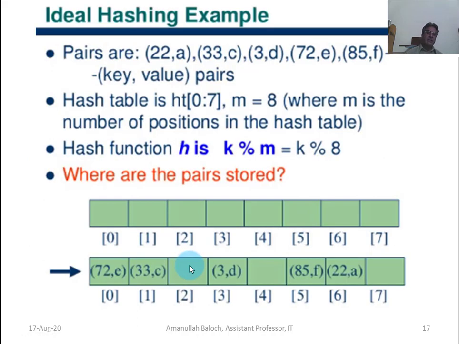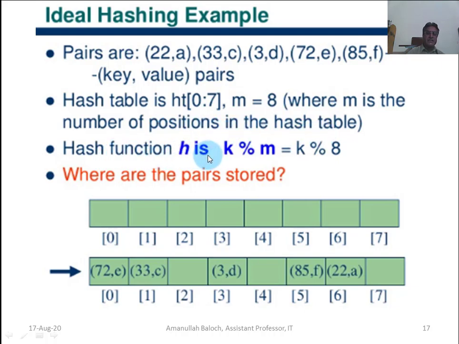Ideal hash example. Let's suppose we have a key and a record which we want to store: key, record, key, record, key, record. A key and then a value, that is the record, form a pair. The hash table is HT, from 0 to 7, because we have 5 records, so 8 memory locations are enough. M is equal to 8, where M is the number of positions in the hash table.